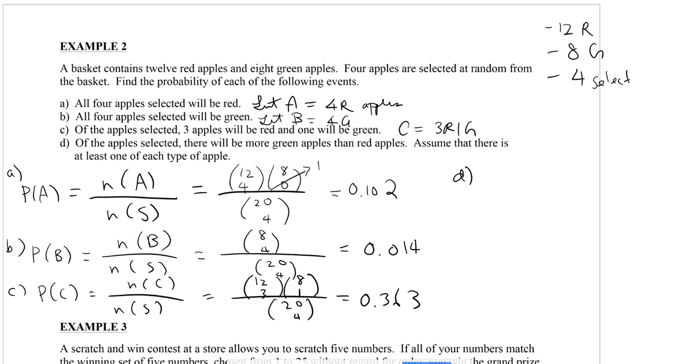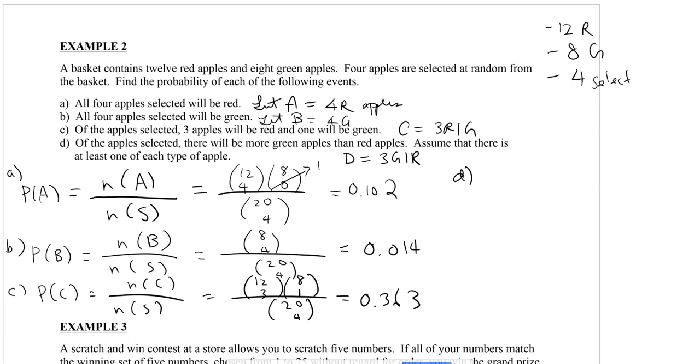And finally, part D, of the apples selected, you want more greens than reds, but it assumes that there is at least one of each type of apple. Okay, so read that really carefully. These questions require a lot of reading comprehension and a lot of inferencing skills. So what does that mean? Well, I want more greens than reds. So that means I should have 3 greens and 1 red, right?